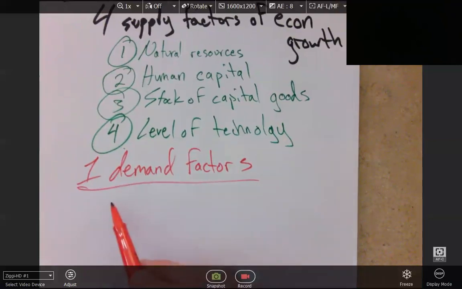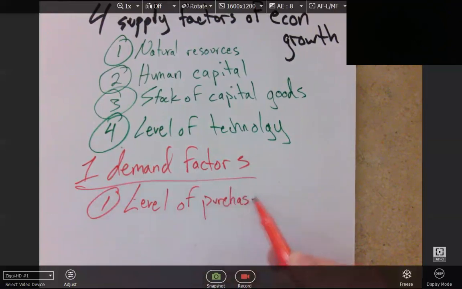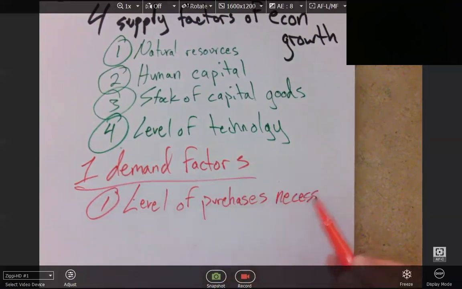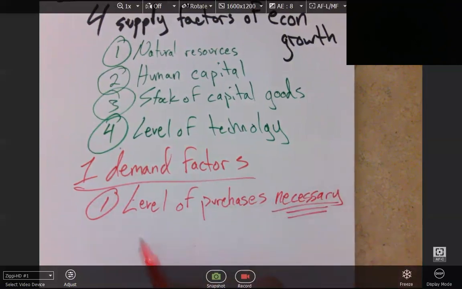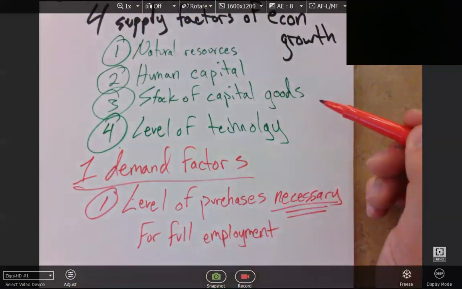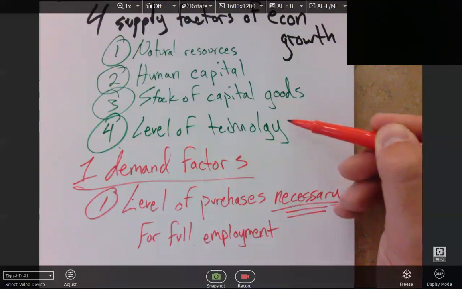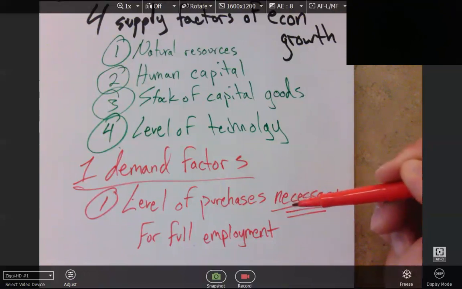because he realized that there's a certain level of purchases necessary for full employment, right? So it doesn't matter if you have all the oil in the world, if your people are highly educated, if you've got a bunch of good roads and ports and airports and other kind of stuff, if you've got great technology connecting everything, it doesn't matter if you pay everybody crap and there's not enough demand for the stuff.